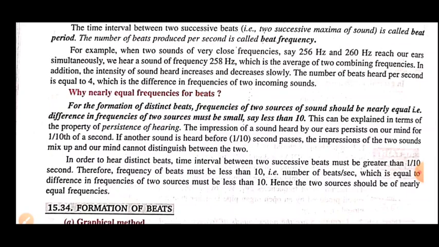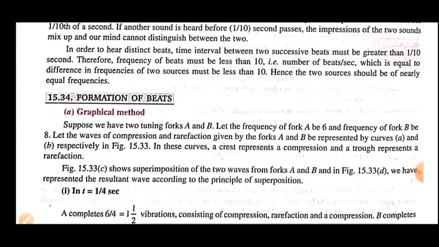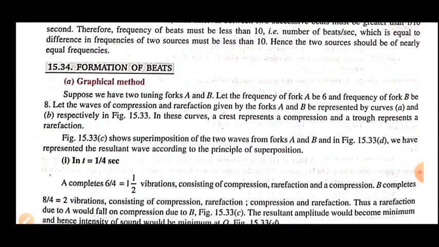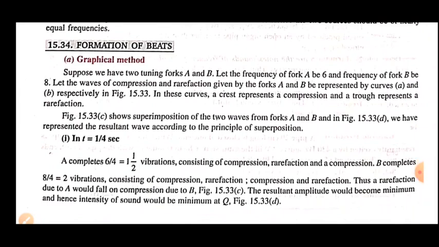So here it means that the number of beats per second, that is the frequency, must be less than 10. So now you can see the two sources should be of nearly equal frequencies. Now the next one, let's see the formation of beats here.